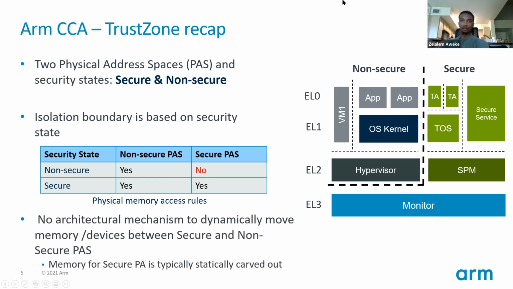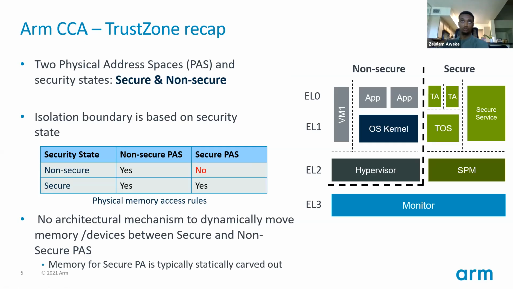One characteristic of this architecture, which is important when you compare it with the new architecture, is that there is no architectural mechanism to dynamically move memory or devices between secure and non-secure. Typically the secure memory is carved out at boot time, and you can't really expand that region once you boot. So this is an important characteristic.